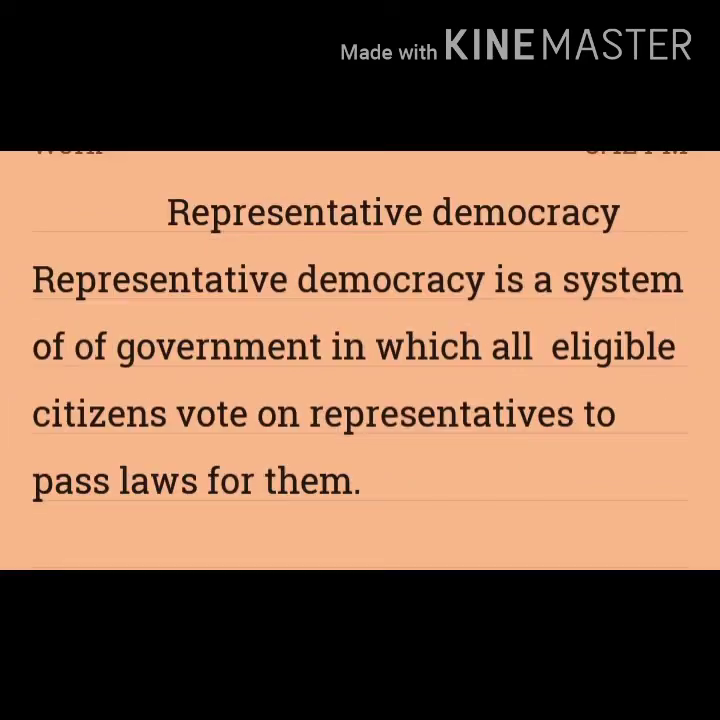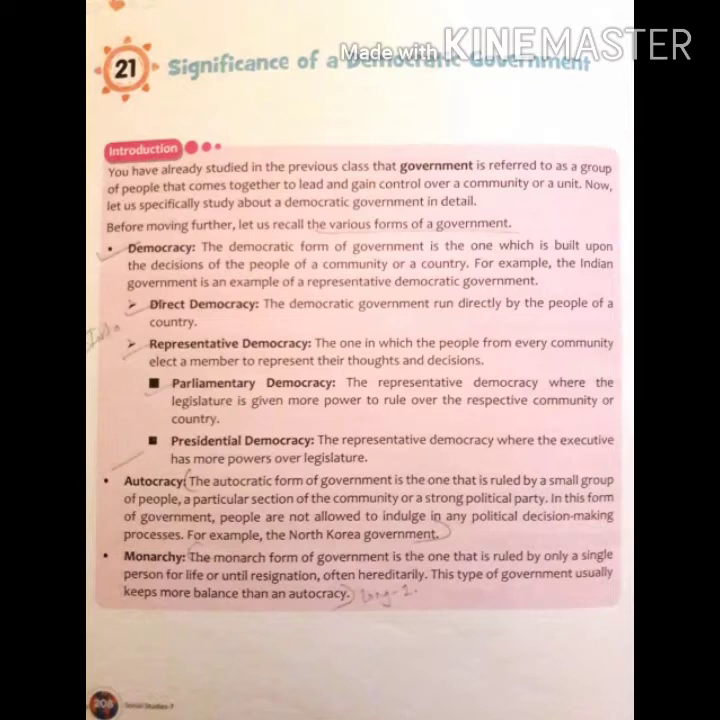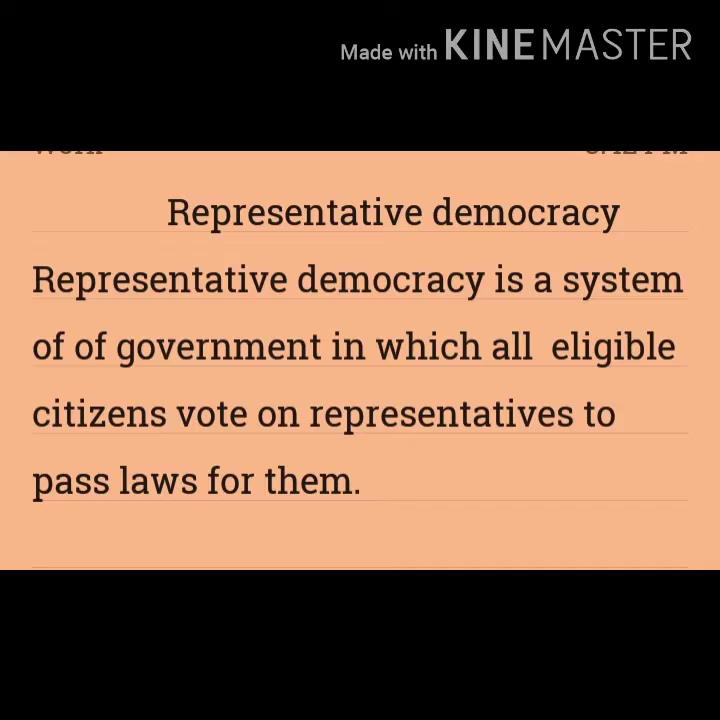Now, what is representative democracy? Representative democracy is a system of government in which all eligible citizens vote on representatives to pass law for them. So in this, people who are eligible vote or choose a representative on their behalf who takes decisions for them. It means they choose a representative for their community, to take decisions which are good for them.